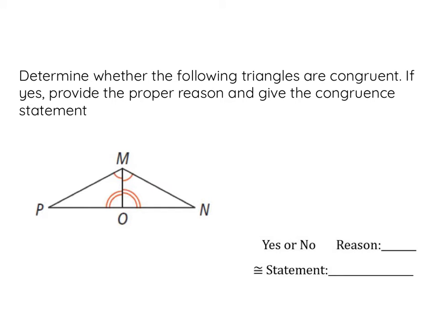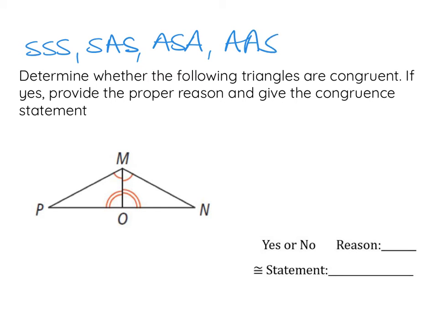Just like we started in class the other day, we're first going to decide if they're congruent, and then if they are, we're going to give a reason. So now we have four possible reasons: side, side, side, side, angle, side, angle, side, angle, and angle, angle, side. We're looking for one of those four for our reason, and then we write a congruence statement.